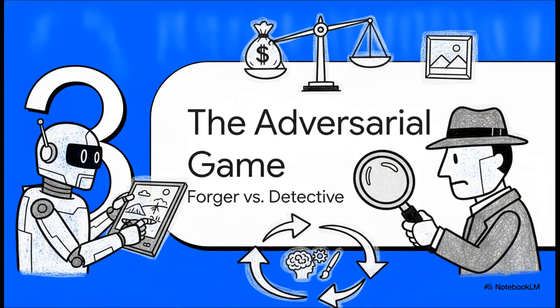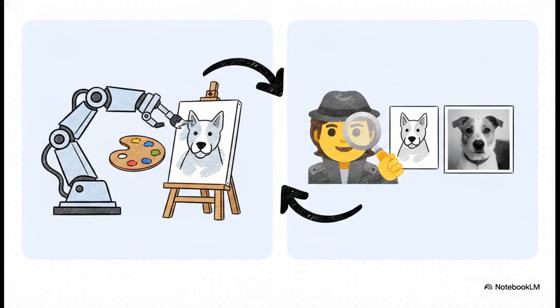Which brings us to Section 3. GANs, the adversarial game, or the forger and the detective. Now that our basic brain can learn, let's meet our first specific type of AI artist, generative adversarial networks, or GANs. These operate on a brilliant cat-and-mouse game.